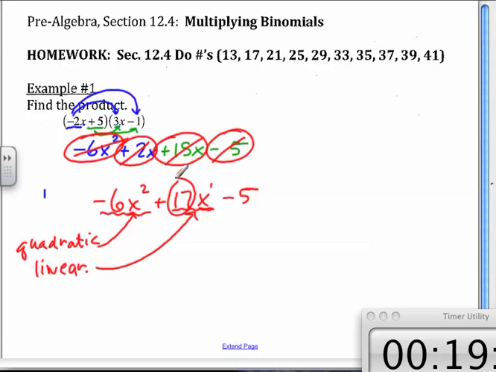CC, you're not getting out of here this easy. What's the coefficient of the quadratic term? Negative 6. Not 6, but negative 6. Well done, guys. I'll see you at the second example.